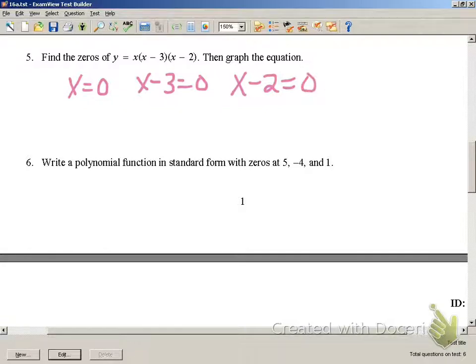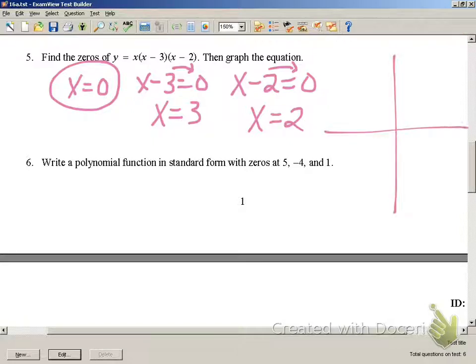And I'm going to solve each one of those equations. x equals 0 is already solved. Can't do anything to that. Here I can move that across, so x equals 3. And here I can move it across, so x equals 2. So if we were to graph, what that means is on the graph of 0, 1, 2, and 3, those are all 3 places where this graph would cross the x-axis. It is a cubic, so it goes down, up, so it looks something like so.